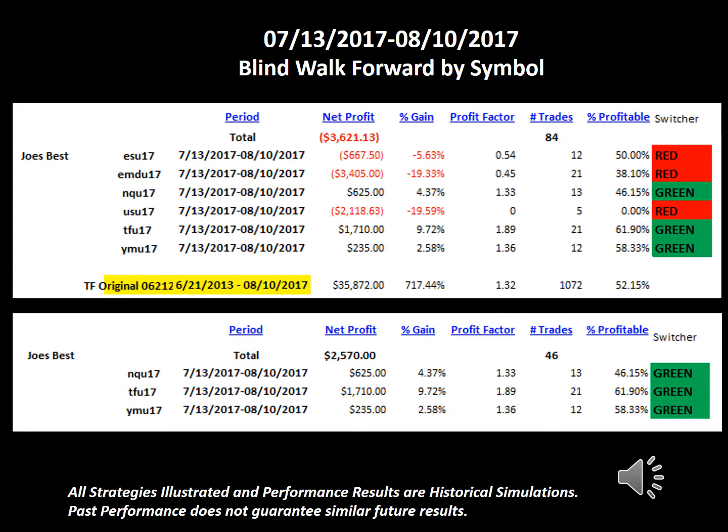The green switcher ones down below show that just trading one contract each of the 3 that had the green switcher made $25.70 over that period. So that's an equity swing of $7,000 and a margin reduction of 50%.